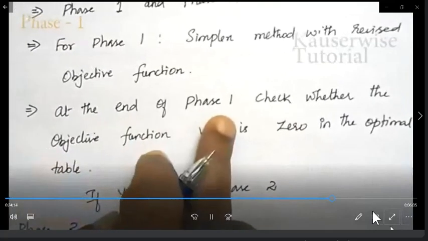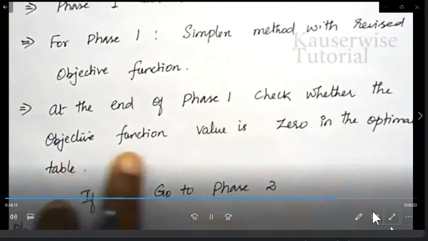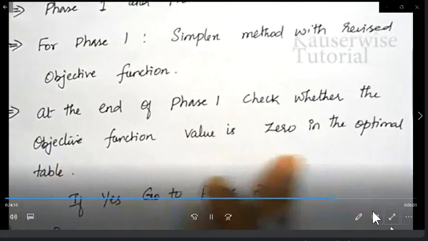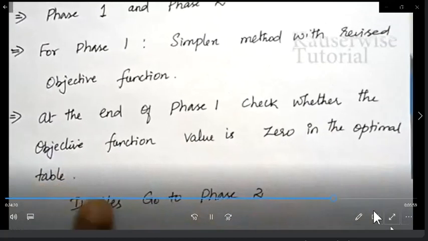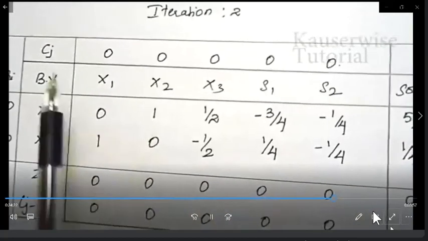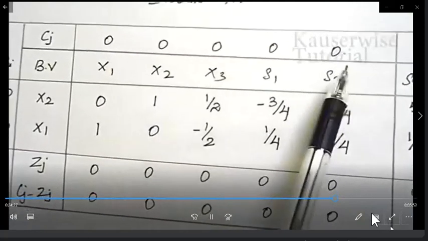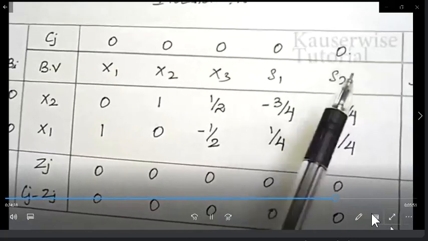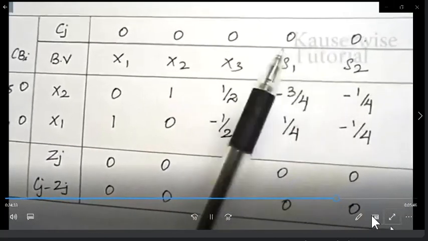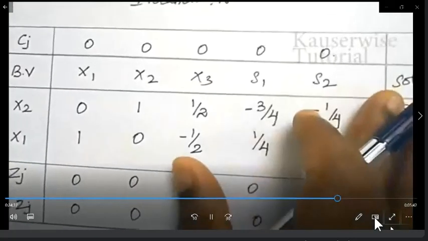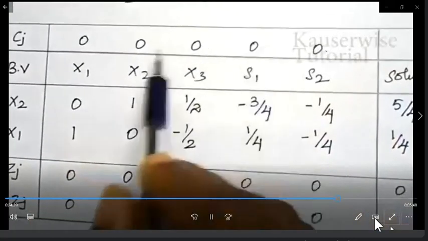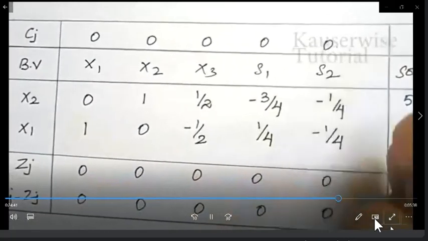See the last point. At the end of phase 1, check whether the objective function value is 0 in the optimal table. Look at the optimal table. This is the objective function value. These values must be 0 at the optimal table. If we get any values instead of 0, then the problem has no feasible solution. But in this case, we satisfy the condition. We got 0 values in the objective function. Now we can proceed further.